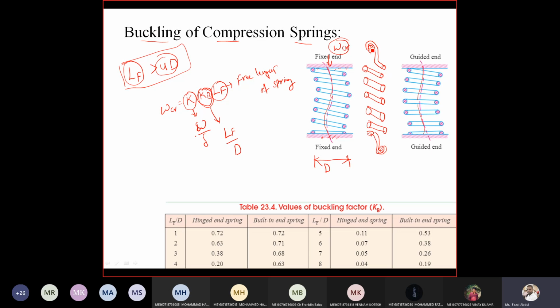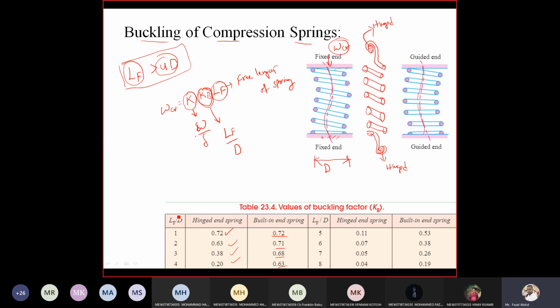Okay. So hinged supports. This is the hinged support. So that is this one. Hinged support, built-in end condition, spring. For the hinged supports built-in condition, these values you have to remember: 0.72, 0.63, 0.38, 0.20. And for the end fixed supports: 0.72, 0.71, 0.68, in this manner.